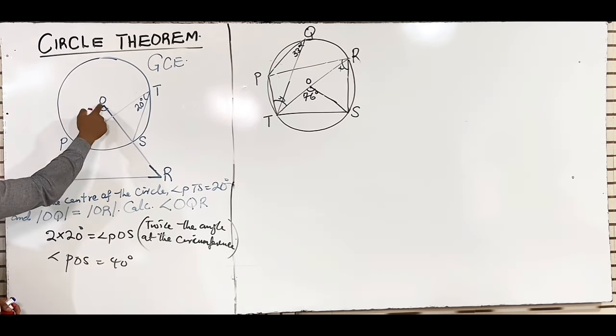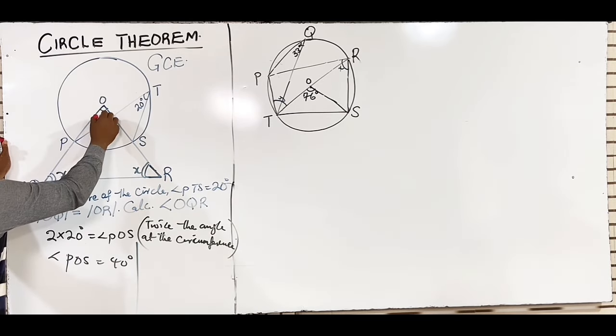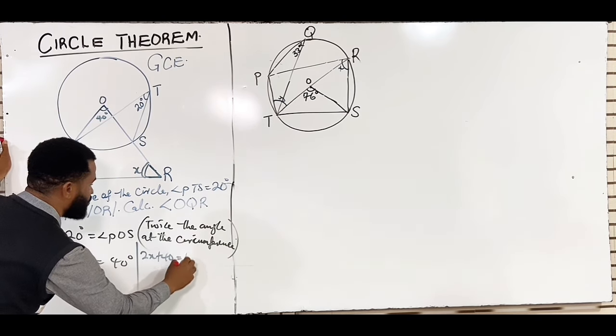And in every isosceles triangle, the base angles are equal. So this angle and this angle are equal. So what am I going to say? I'm going to say that x plus x plus this angle, remember we found it to be 40, so it's going to be 2x plus 40 is equal to 180.